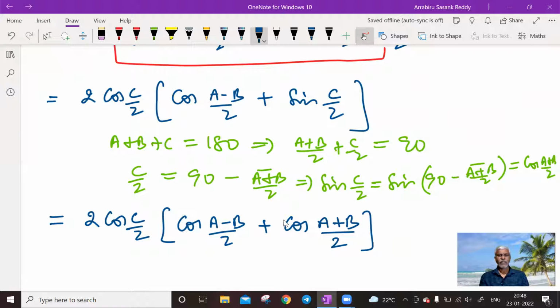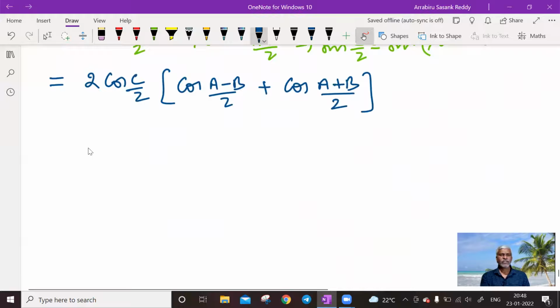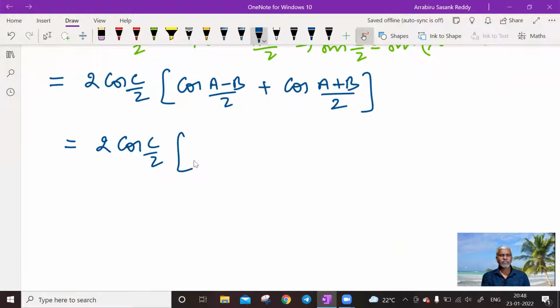Now this is the cos A plus B plus cos A minus B formula. So that is equal to 2 cos C by 2.